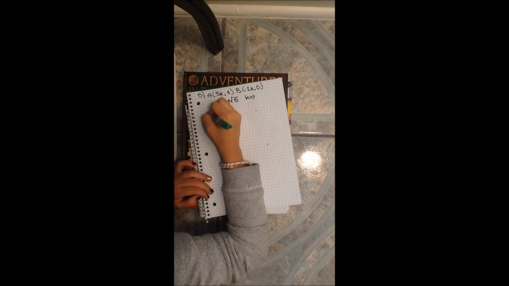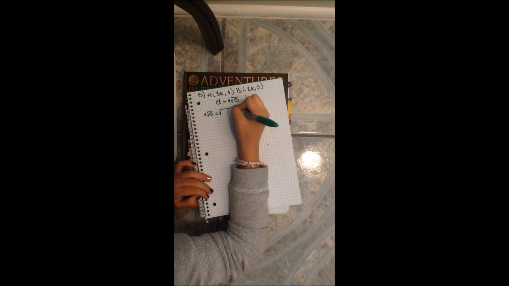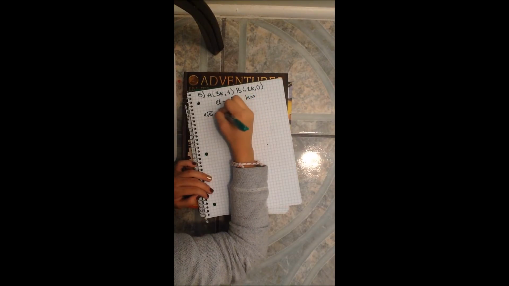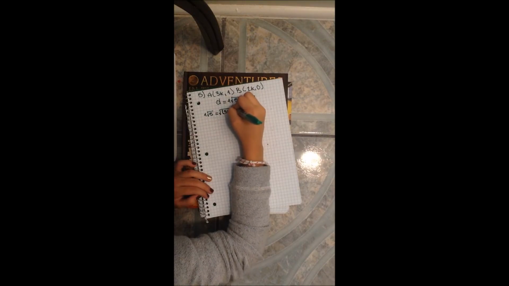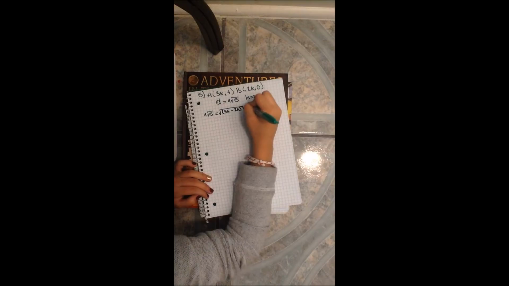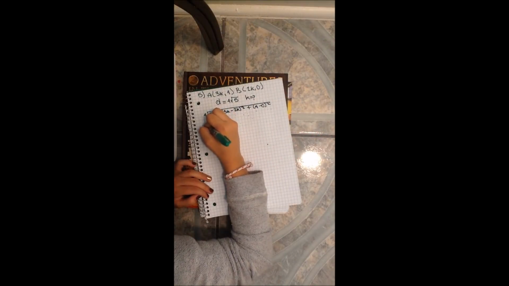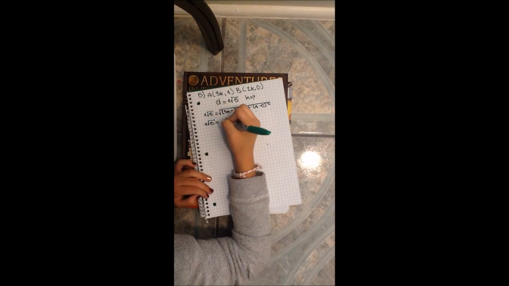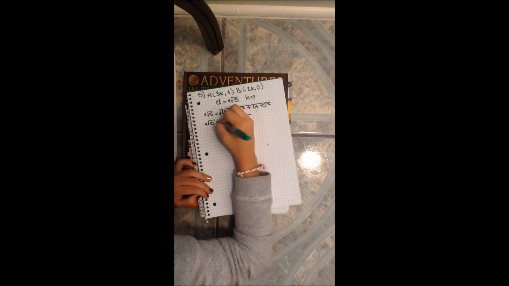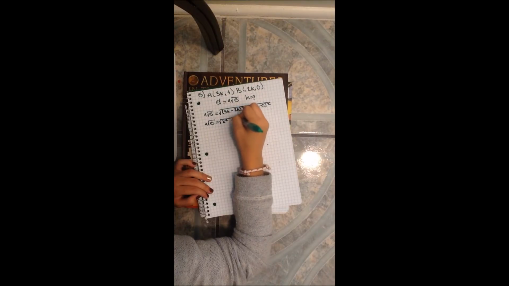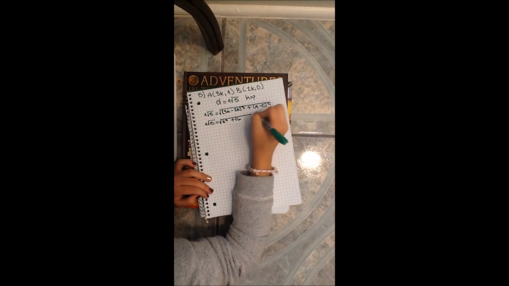So I already have my distance, so it would be 4 square root of 5 equals square root of (3k minus 2k) squared plus (4 minus 0) squared. So simplifying it, it would equal square root of k squared plus 16, because it's 4 squared, so 16.